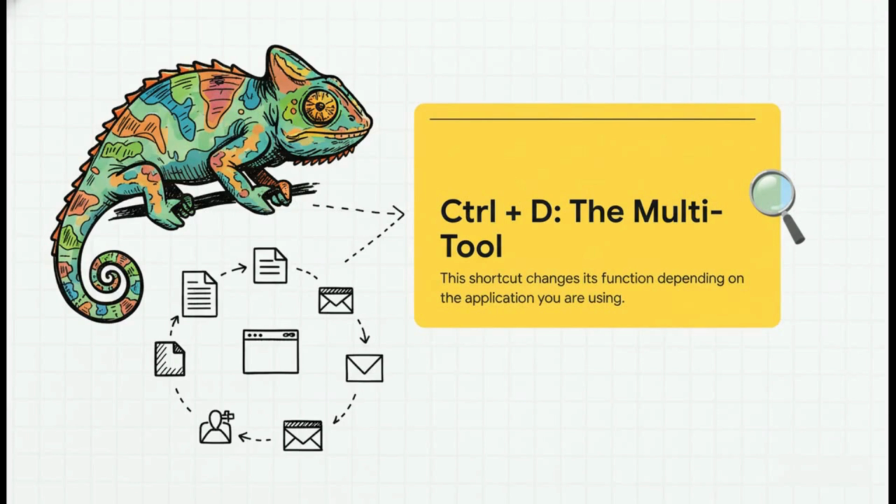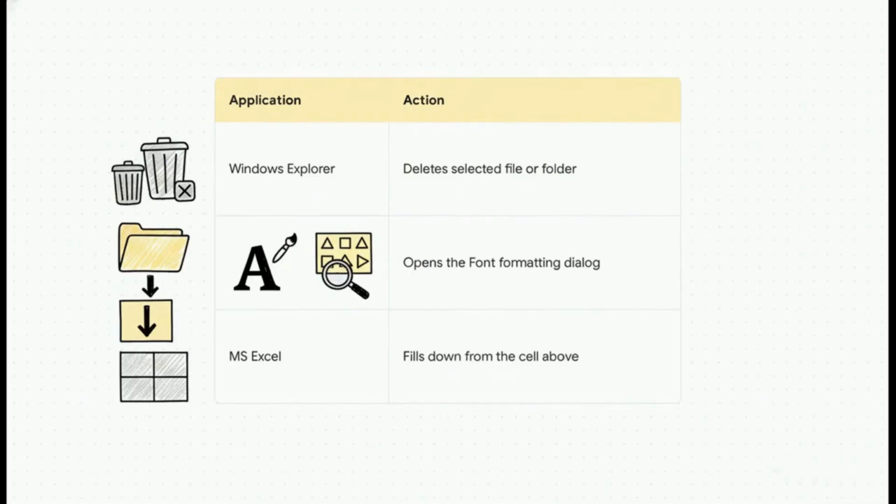Okay, now here's where things get really interesting. Some shortcuts are like chameleons. Their function changes based on the program you're in. Let's look at our first multi-tool, Control+D. Just look at how this thing adapts. In your File Explorer, boom, it's a delete command. But jump into Microsoft Word, and suddenly it's a design tool that opens up your font options. Then, over in Excel, it becomes this massive time saver, instantly filling cells with data from above. So one shortcut, 3 completely different jobs.